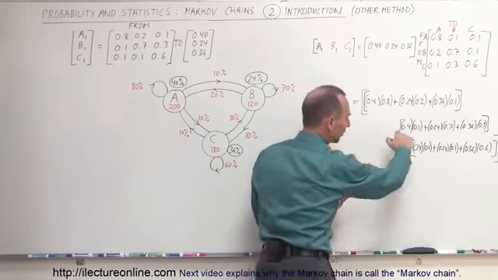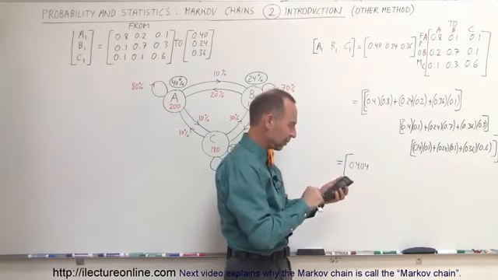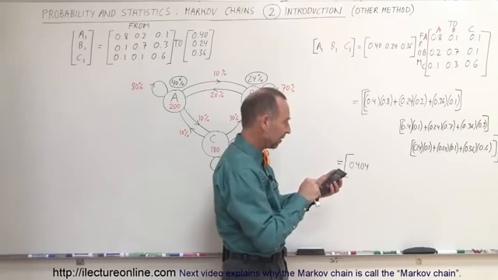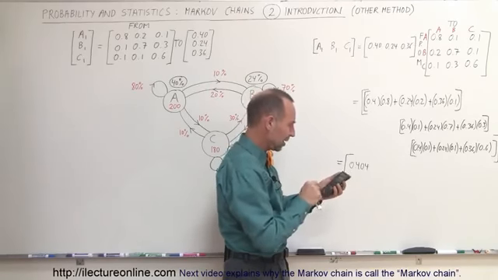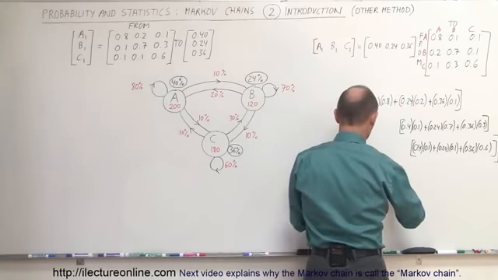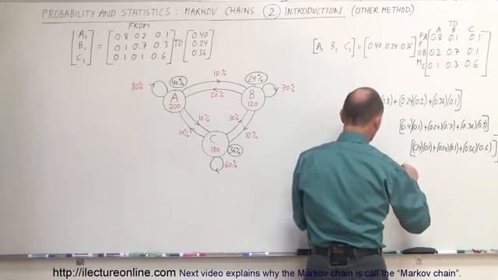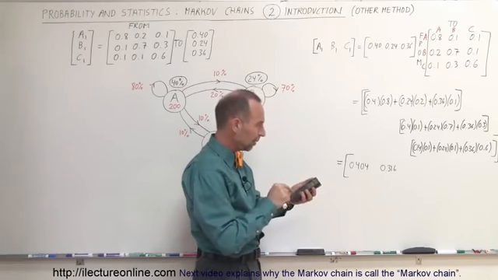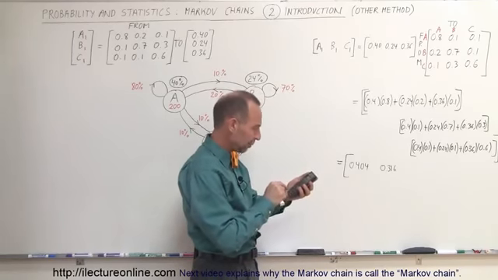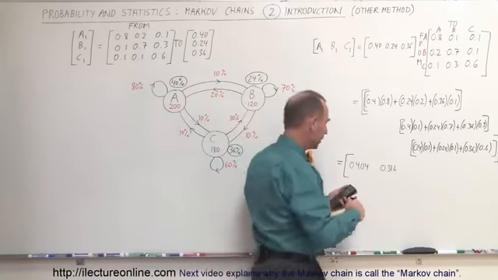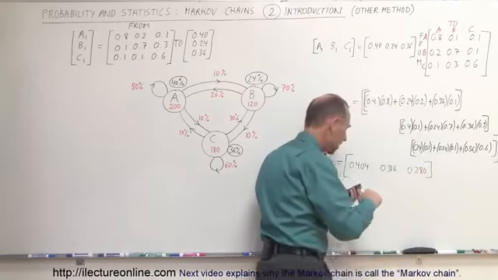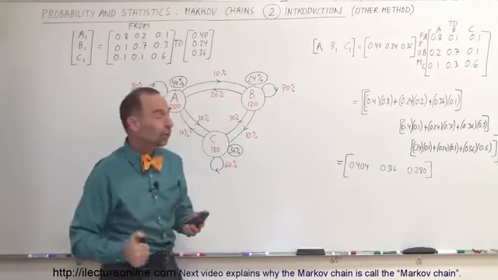Second element, that's this multiplication right here, so 0.4 times 0.1 plus 0.24 times 0.7 plus 0.36 times 0.3 equals, and that would be 0.316. And on the third element, 0.4 times 0.1 plus 0.24 times 0.1 plus 0.36 times 0.6 equals, and it would be 0.280. So that would be the future state or the current state.